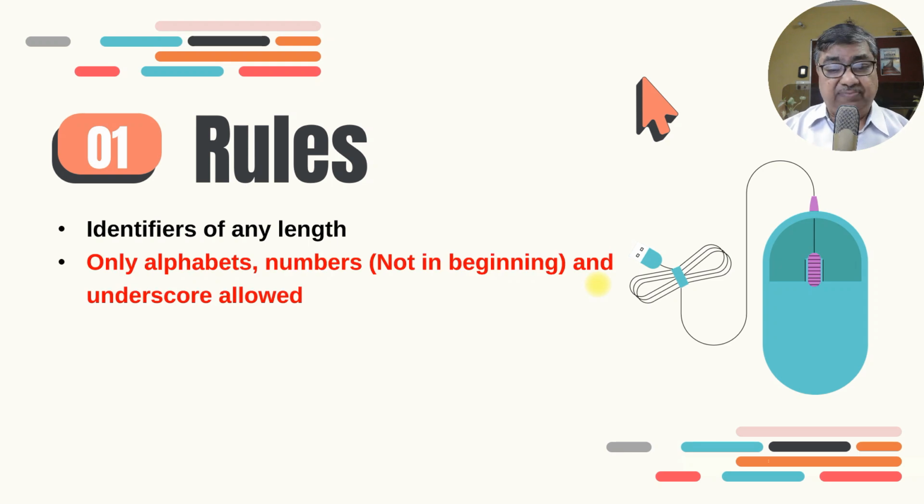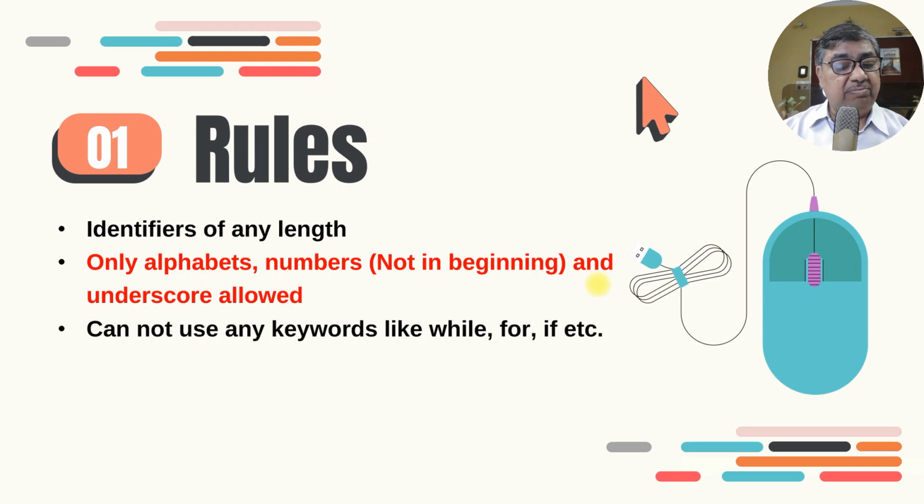It is only alphabets, numbers, which should not come in the beginning, and underscore. The only special character allowed is underscore, right? And you cannot use the keywords. Keywords, as you know, are the Python specially reserved words like while, for, if, true, false, none, and many such keywords are there. So we'll discuss that also sometime.